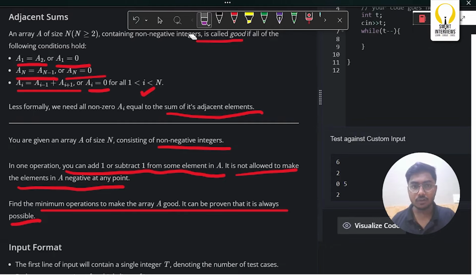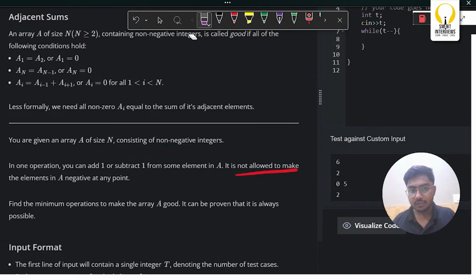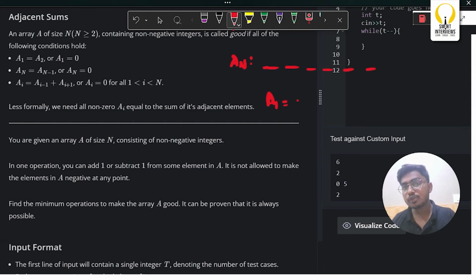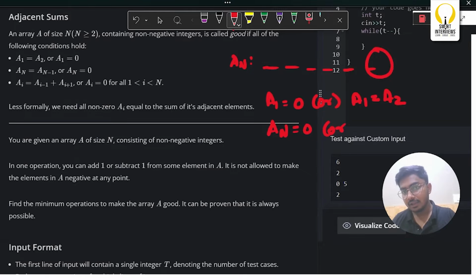So I hope overall the question is clear. If I have to tell you in general what the question is, you are given some array of size n, and you have to make this array good. We call the given array good when the first index element is either 0 or A of 1 is equal to A of 2. The last element can be 0, or if it is other than 0, it has to be equal to the previous element, A of n minus 1.